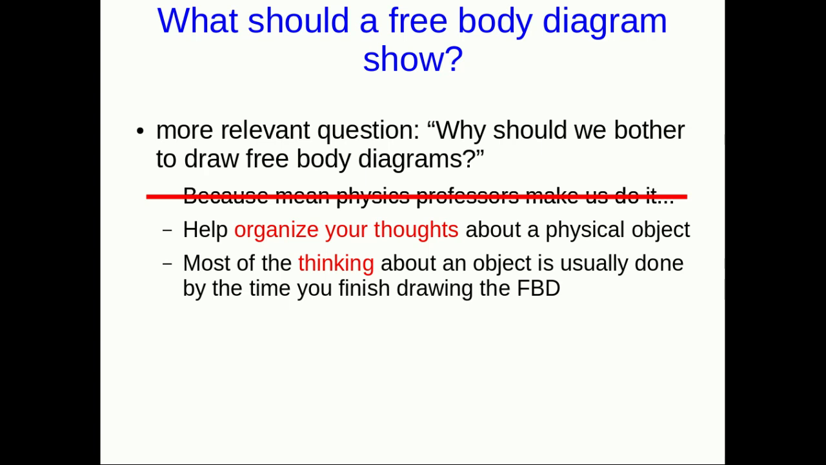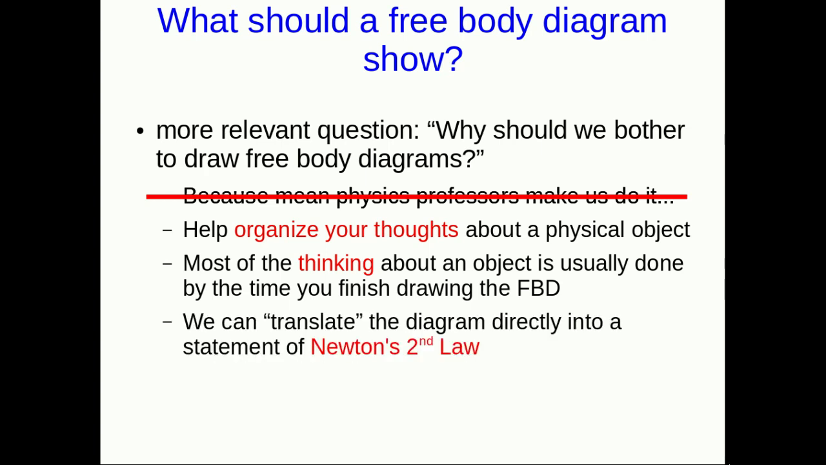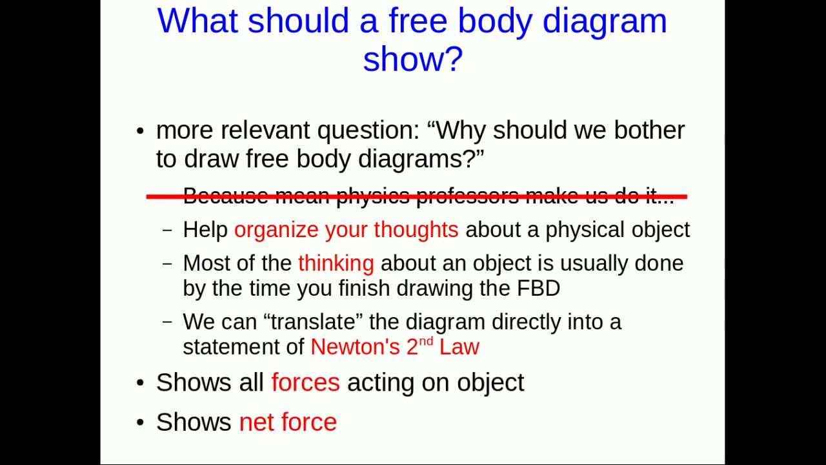And in the end, the free body diagram is all about writing down an equation, because what we then do, which we'll do not in this lecture, but in the next unit, is we translate the diagram directly into a statement of Newton's second law, right? An equation. The sum of the forces over the mass equals the acceleration. And so what the free body diagram is all about is showing the forces. You show all the forces that are acting on the object, and then you show the net force.